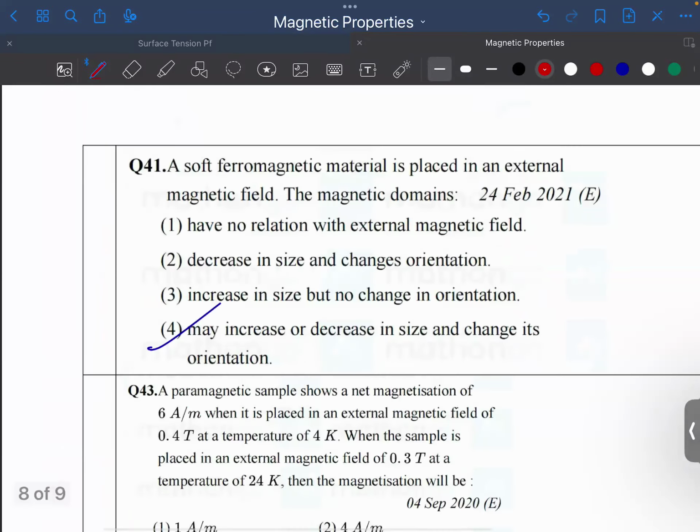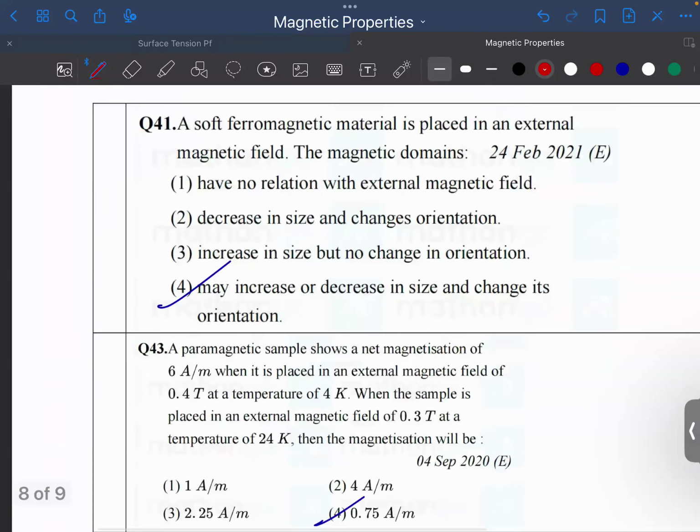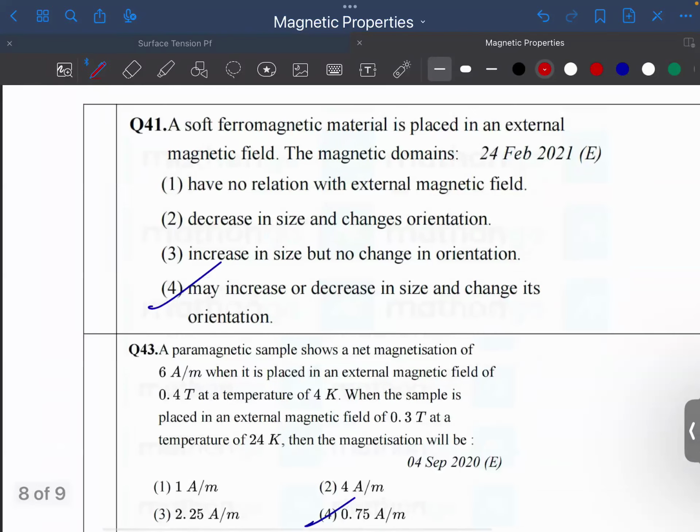Soft ferromagnetic material is placed in an external magnetic field. The magnetic domains may increase or decrease in size and change their orientation. Correct, I just told you.